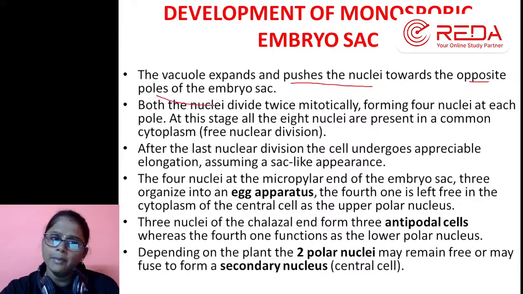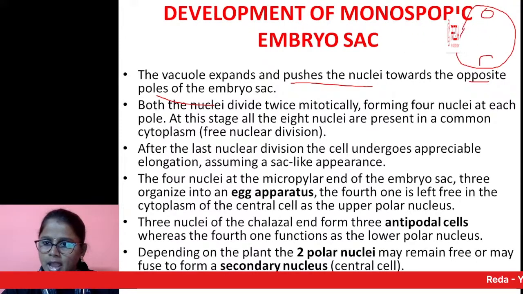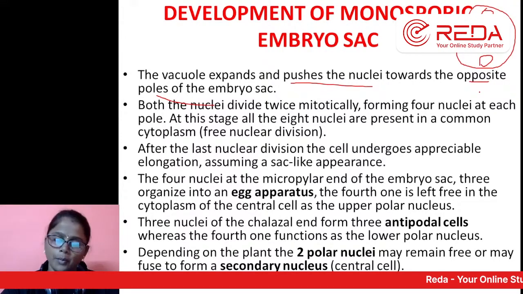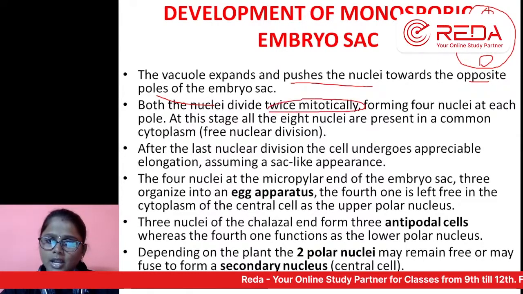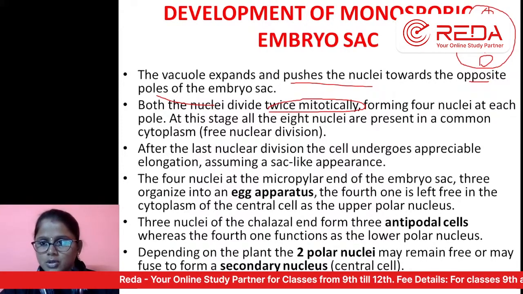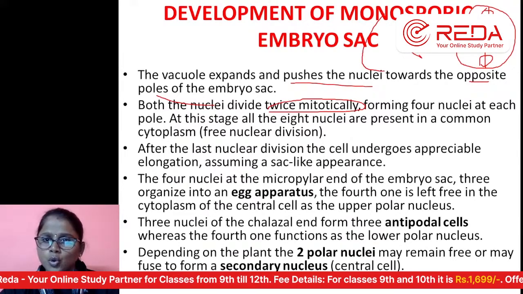of the embryo sac. So they are going to go to the two poles. So, one to the chalazal pole, another one to the micropylar pole. So, after they reach the pole, again they go for the second mitotic division and then the third mitotic division. So, during the second mitotic division, they will be forming two cells.